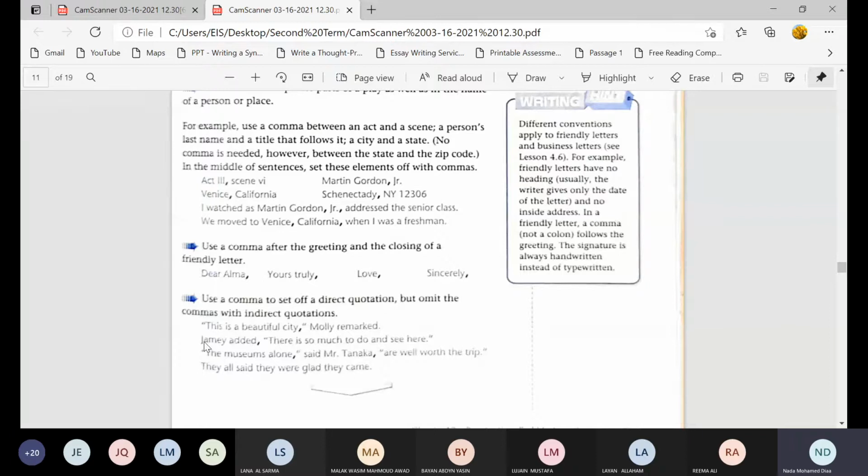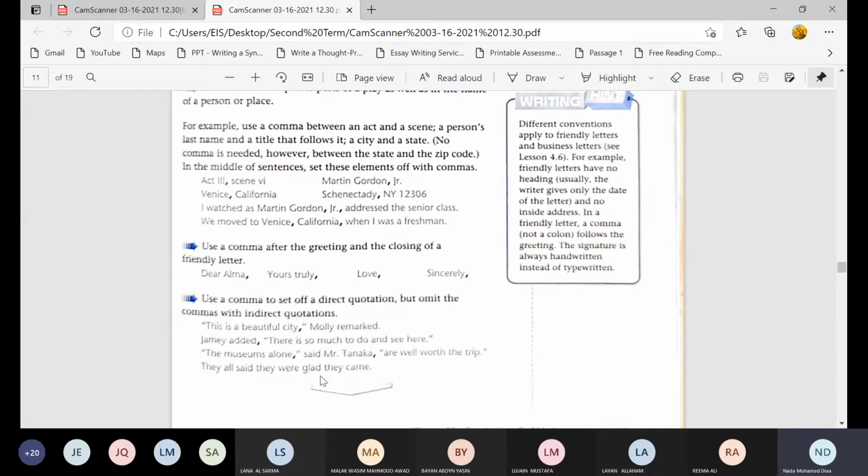But here, Jamie added, comma, "There is so much to do and see here." Here Jamie added, he said, and between two quotation marks, "There is so much to do and see here." So here they separated the sentences with commas. But if you come here, they didn't take exactly the words Jamie and Molly said. "They all said they were glad they came." They said they were glad they came, but they didn't bring exactly the words that have been said.